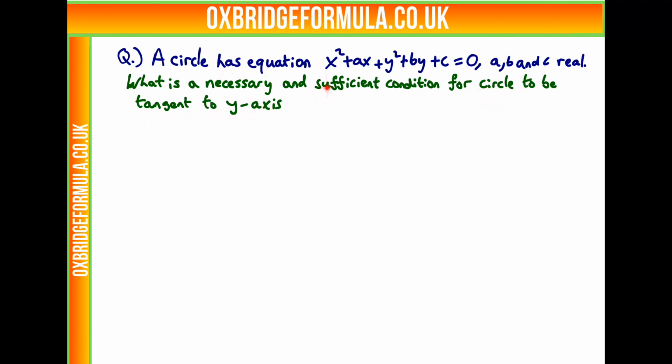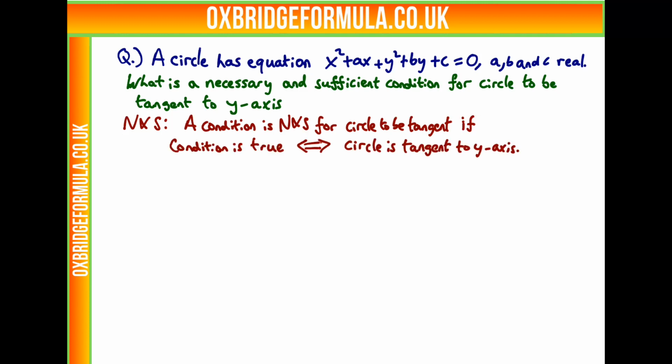Okay, so what does this necessary and sufficient condition mean? This statement is precisely saying that our condition is true if and only if the circle is tangent to the y-axis. This is two statements. It's saying if our condition is true, then the circle is tangent, and conversely, if our circle is tangent, then our condition is true.